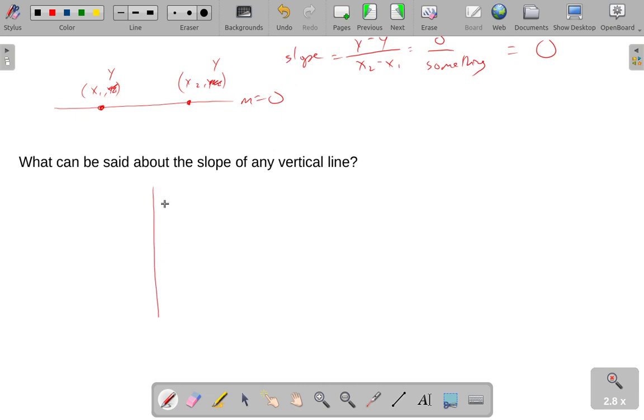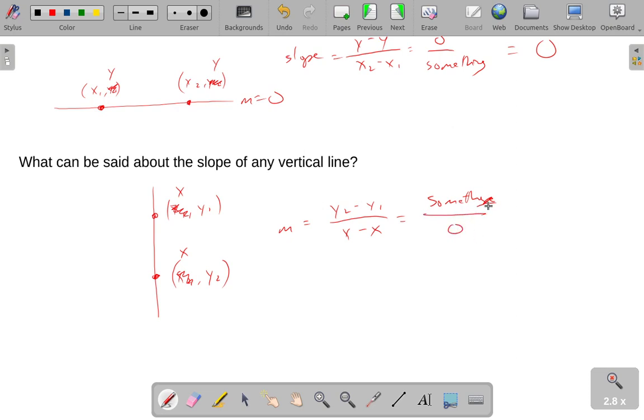Let's think about what happens if we have a vertical line. x1, y1, x2, y2. If this is vertical, it means this point is directly over that point, which means they have the same x-coordinate. So instead of calling these x1 and x2, I'll call them both x, and let's see what happens here. y2 minus y1 over x minus x. So this is something, I don't know what it is, it can be really pretty much anything, over 0.